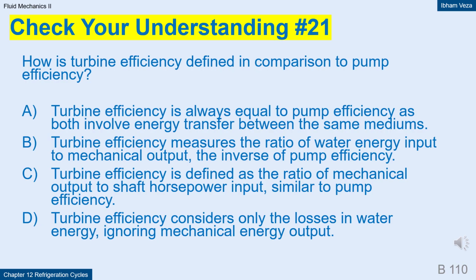Option C. Turbine efficiency does not compare mechanical output to shaft horsepower input. That description applies to pump efficiency, not turbines. Option D. Turbine efficiency accounts for both water energy input and mechanical output, not just water energy losses.